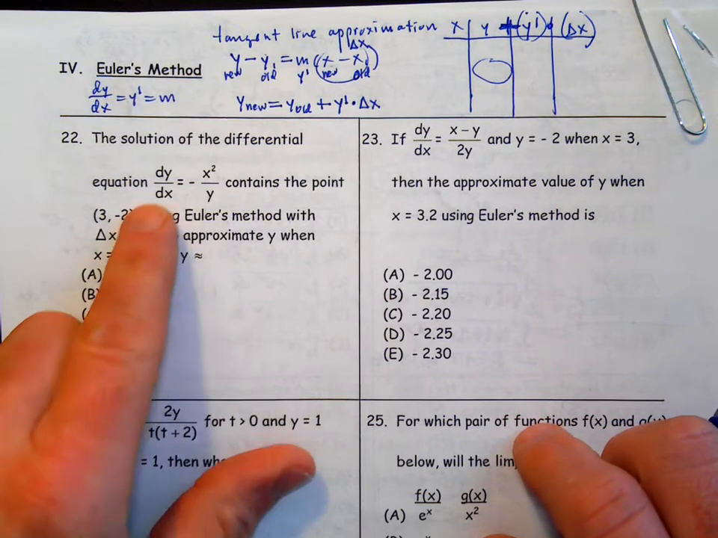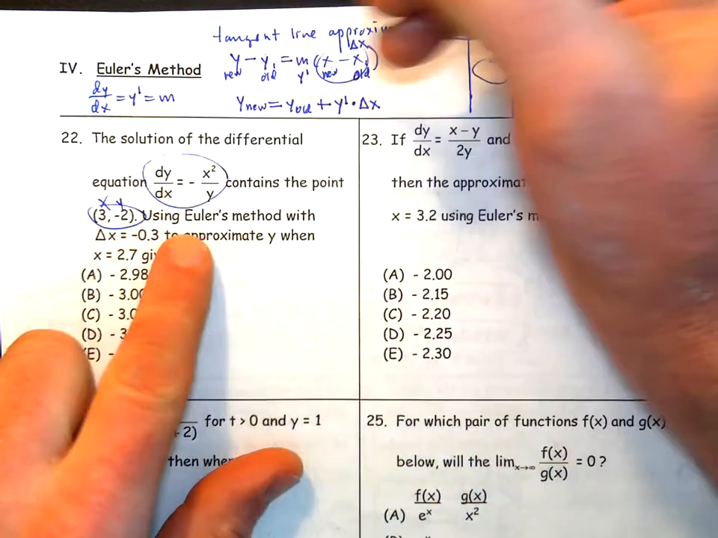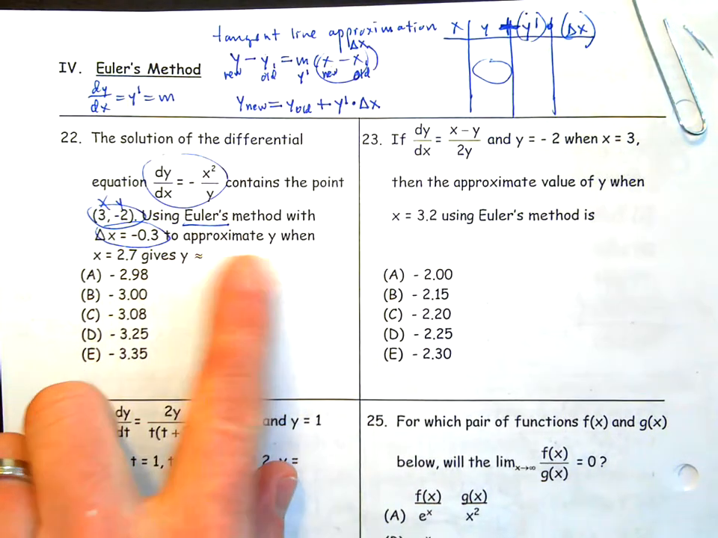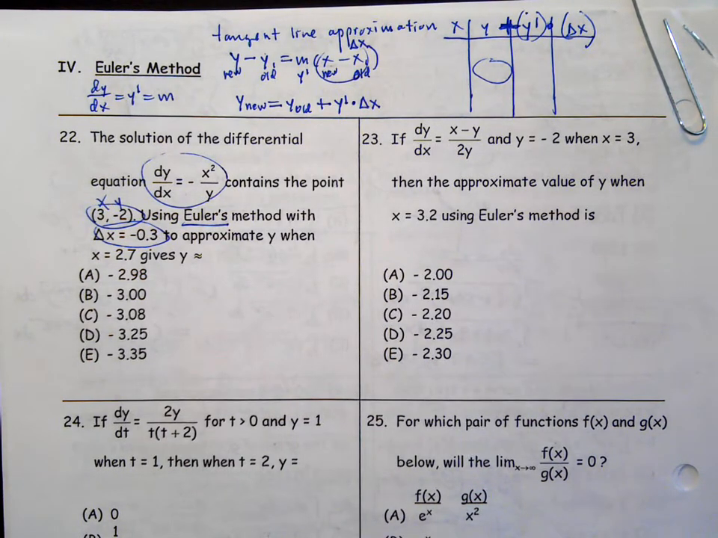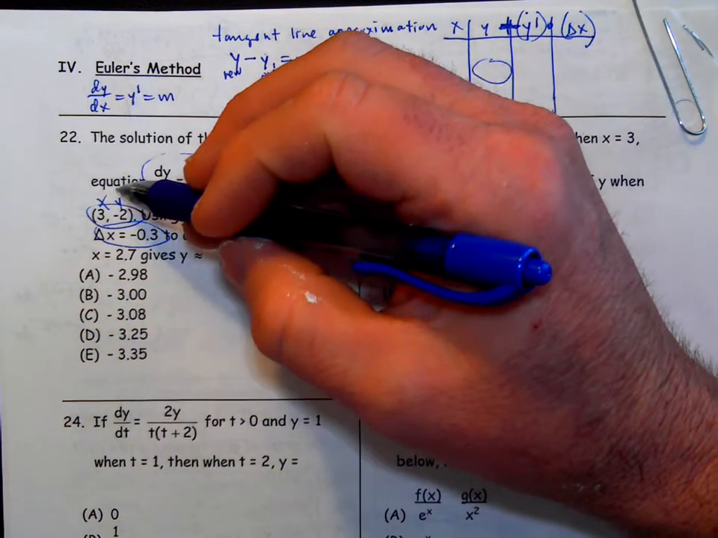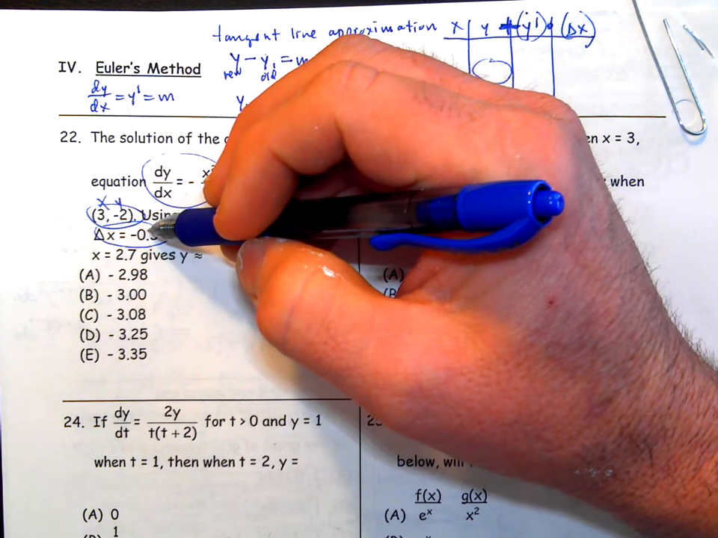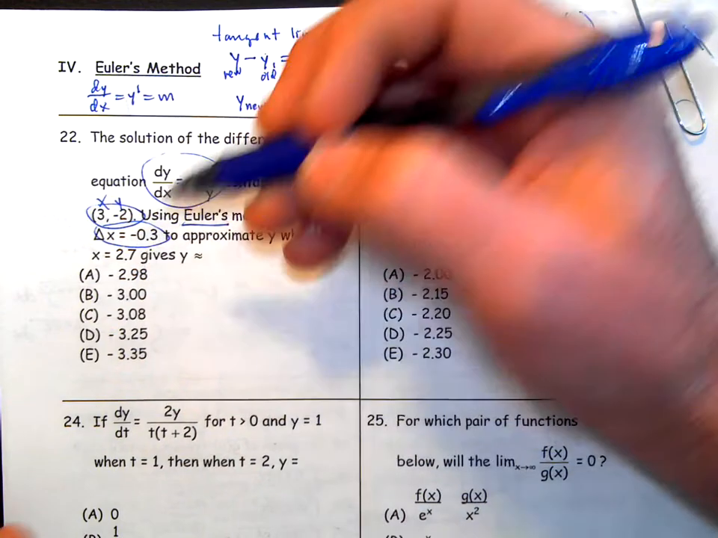The solution of the differential equation contains a point, your x, y. Using Euler's method with the delta x of negative 0.3, approximate y when x equals 2.7. Now, this is one step. So it is very possible that we could just be like, you know what? This is really the same thing we did last year. It's one step. I know it's one step because we're starting at x equals 3, and we're going backwards negative 0.3 each step. Well, one step gets you to 2.7. So this is really just one step.